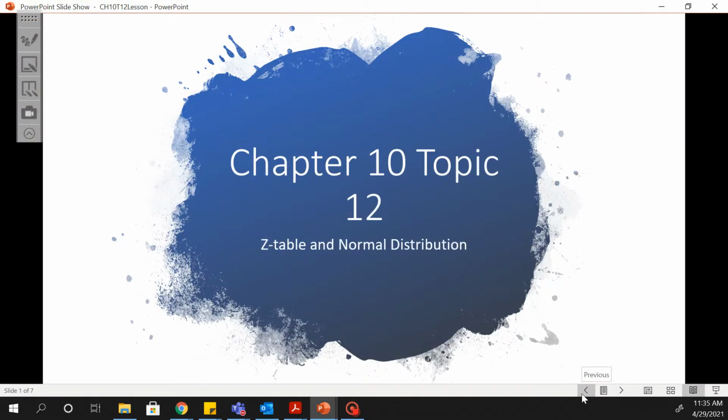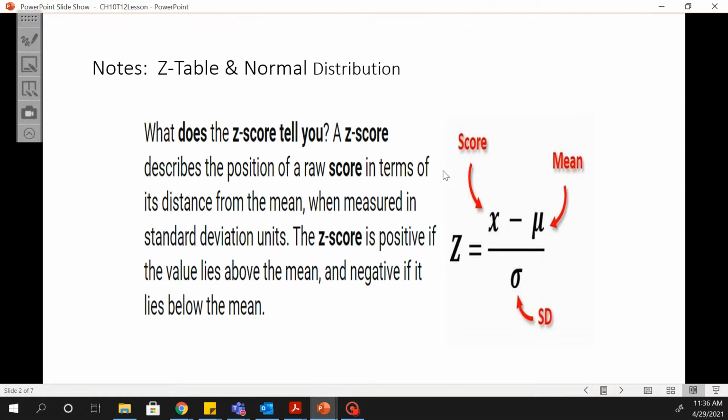Okay, today we're going to be looking at a little bit more to do with normal distribution. We're going to be looking at z-scores and z-tables. A z-score is something you can calculate. You can very easily calculate the z-score. A z-score tells you exactly how many standard deviations from the mean a certain data point is.